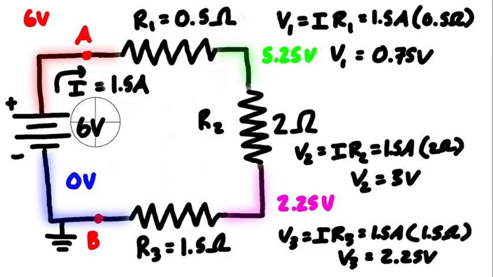So the total voltage of this voltage source is 6 volts, and the voltage drops get split up among each of the resistors. We had 0.75, 3, and then 2.25, and when you add all of those together, that's a total of 6 volts, and it's being divided across the circuit, and that's why we call it a voltage divider circuit. Each resistor has the same current flowing through it, but a different voltage drop, and they all add up to the total voltage of the voltage source.